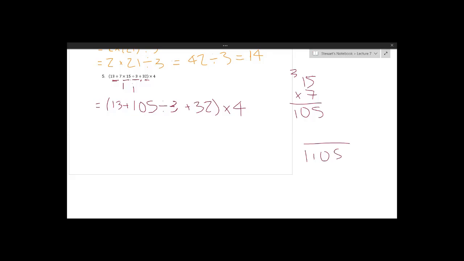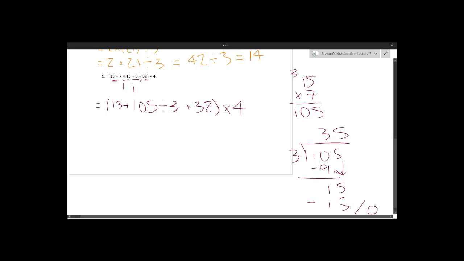Okay, so for 105 divided by 3, if you don't know what it already is, we can do long division to figure it out. 3 doesn't go into 1, but 3 does go into 10 3 times, which gives us 9. 3 times 3 is 9. If we subtract, we get 1. Then we bring down this 5. Then how many times does 3 go into 15? Exactly 5 times. So we have minus 15, which gives us 0 as a remainder. So 105 divided by 3 is 35.